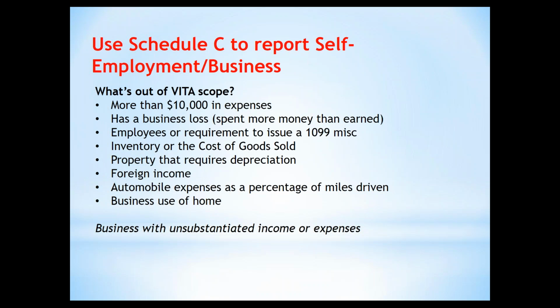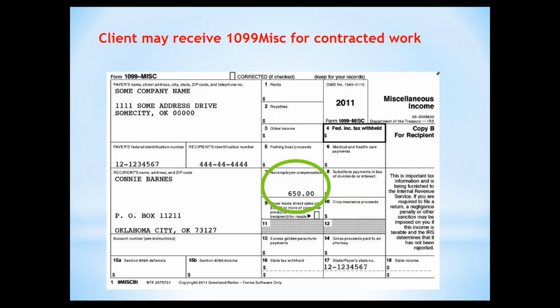We can, just so you know, look at just a standard mileage rate. So there may be some automobile expenses we can look at, and some things pertaining to driving. But again, if there's any sort of depreciation, that's when we want to start referring people to a paid preparer. I had indicated that sometimes somebody may receive what's called a 1099 miscellaneous form.